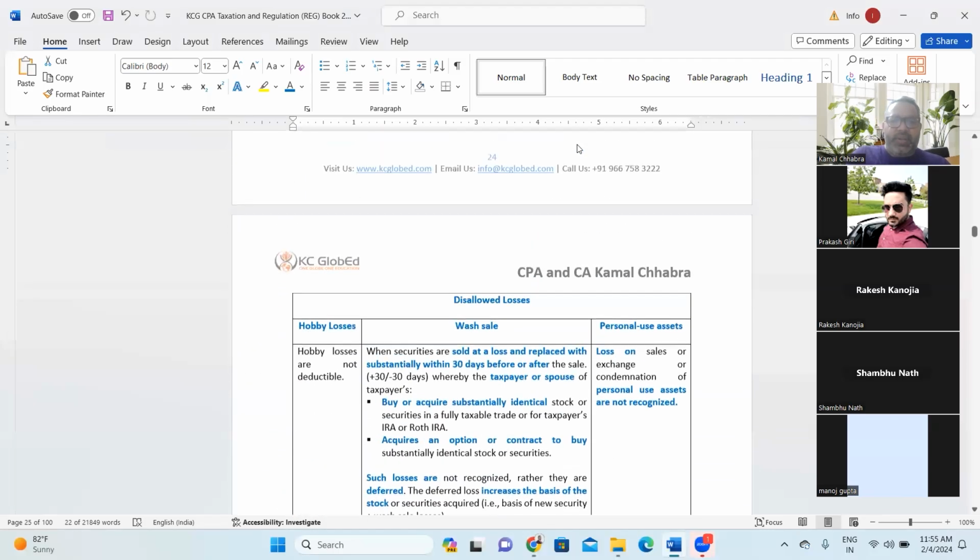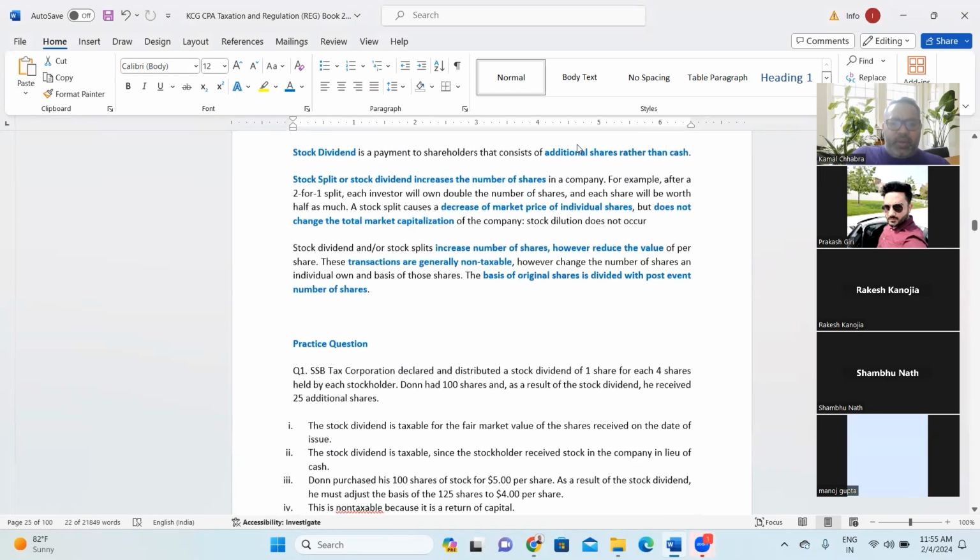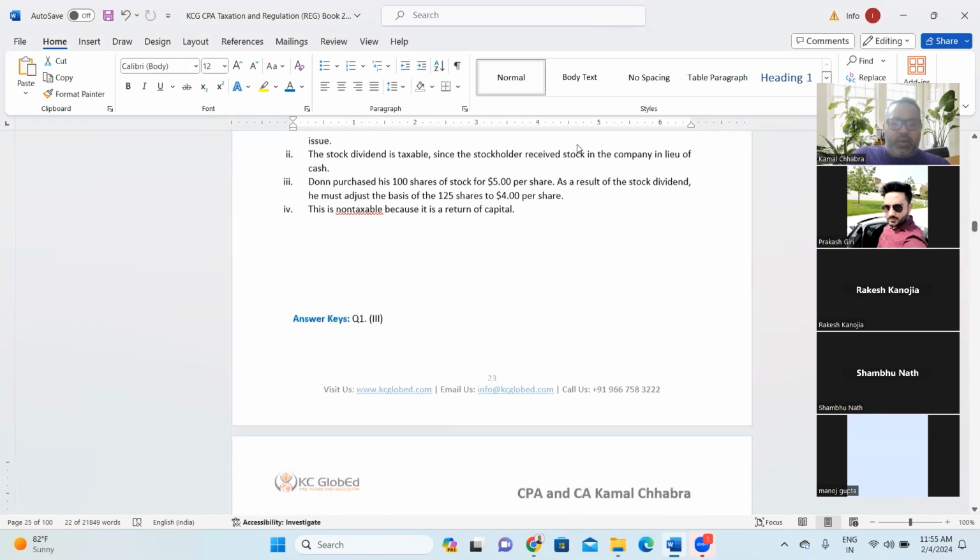So far we have discussed assets, types of assets, capital gain or loss, and the limitation, stock dividend as well.